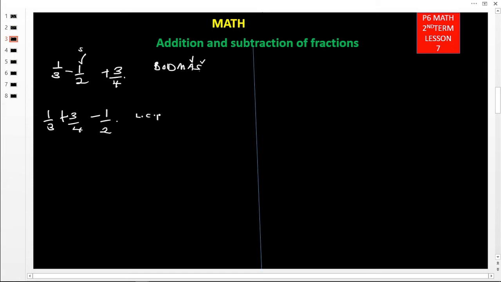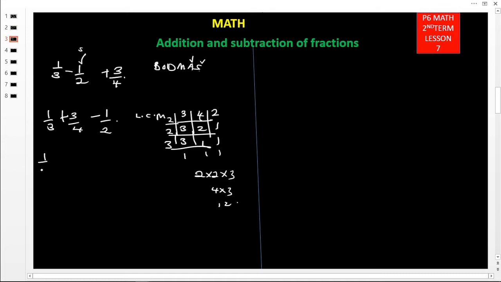So the LCM of 3, 4 and 2. We are starting with a 2 here. How many 2s are here? We get a remainder. This is a 2, this is a 1. Then how many 2s are here? We get a remainder. So this is 1, 1. So we go to 3, 1, 1, 1. So it is going to be 2 times 2 times 3, which is 4 times 3, which gives us 12. So it is now going to be a third times our LCM, then plus 3 quarters times our LCM, then minus a half times our LCM, which is 12 over, using your ruler, over our LCM.